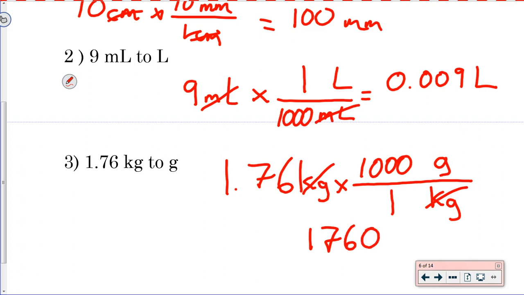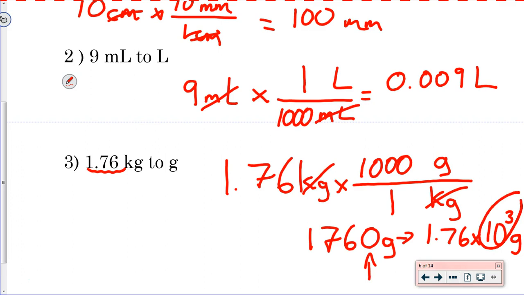1760 grams on the calculator. With 3 significant digits, this becomes 1.76 times 10 to the 3 grams. We don't get to keep that last 0. And you'll notice this 10 to the 3 grams is actually exactly how many grams were in a kilogram.